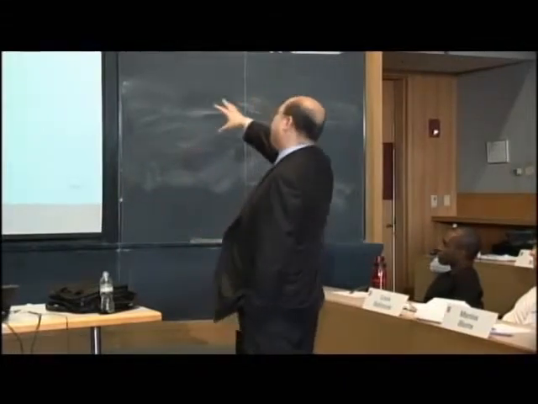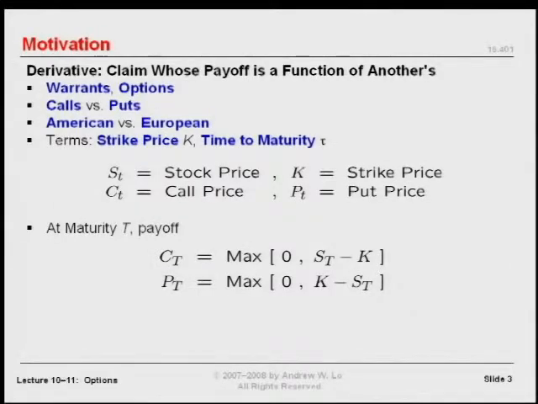So I'm going to define a little bit of notation. Stock price is S sub T, strike price is K. Notice that K does not have a time subscript because it's fixed at the time the options are issued, and it doesn't change throughout the life of that option. It's part of the contract terms. And then the call price is C sub T, put price is P sub T. And the value of these contracts at maturity is actually pretty simple.